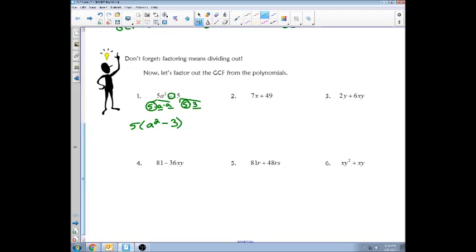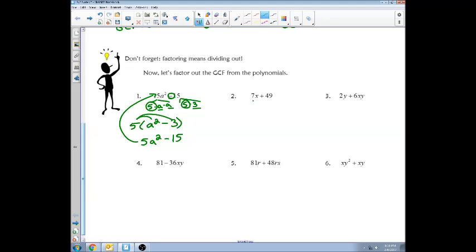What you'll notice if you do this correctly is if I multiply and distribute this back in, 5 times a squared is 5a squared. 5 times negative 3 is negative 15. That will take you back up to the top. You don't have to do that every single time. I just wanted to show you that if you do it correctly, then when you distribute the number or your GCF back in, you'll get to the original problem.